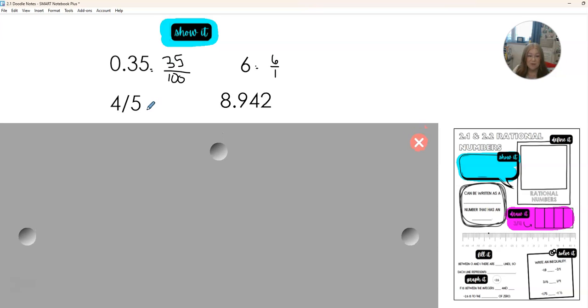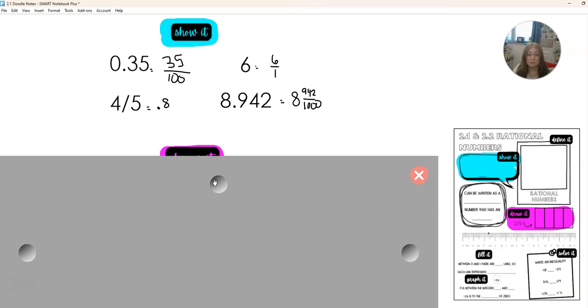So we're just expanding from integers to now include fractions and decimals. So some other examples, 4/5. It's already written as a fraction. I can change it to a decimal and that equals 0.8. It ends, the decimal ends. Or here's another example, 8 and 942 thousandths. I can write this as a fraction, 8 and 942 out of 1,000. So those are all examples of rational numbers. So we're including decimals and fractions now.